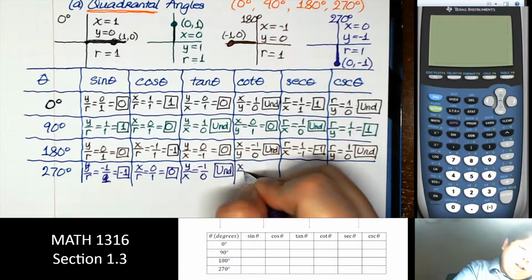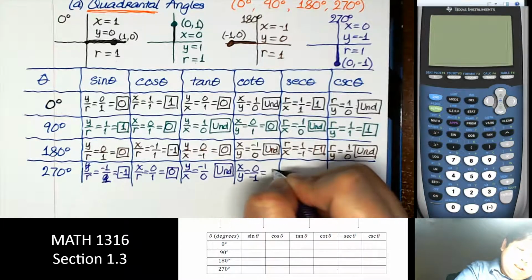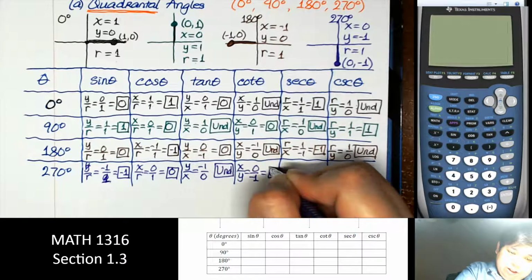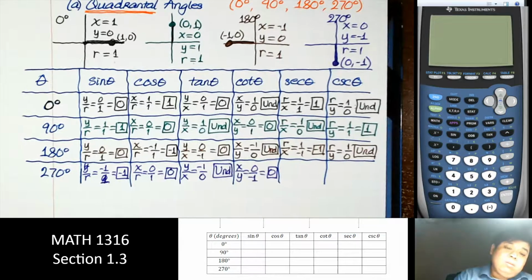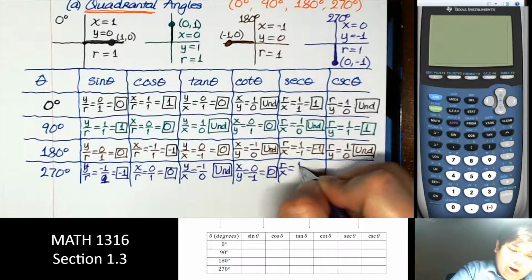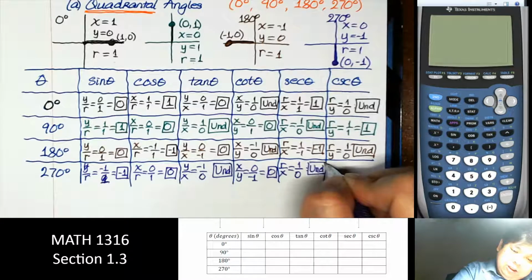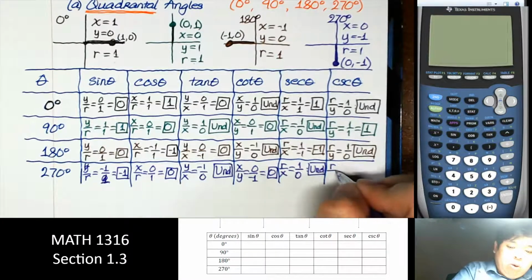X over y, 0. r over x for secant, so that's undefined. And finally r over y.